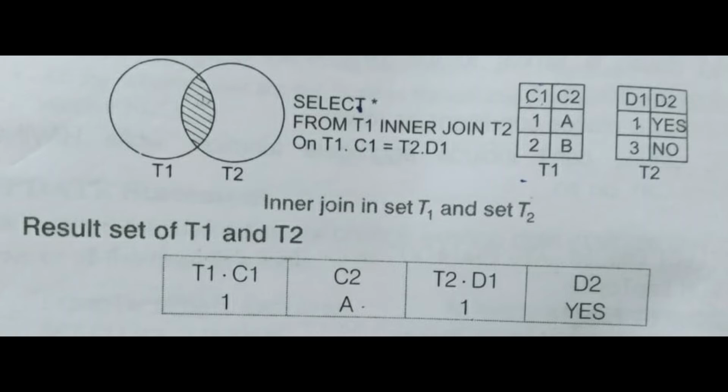What is the command of inner join? The command is like this: select star from table 1 inner join table 2 on table1 dot some attribute which is common between the two tables equals table2 dot common attribute.